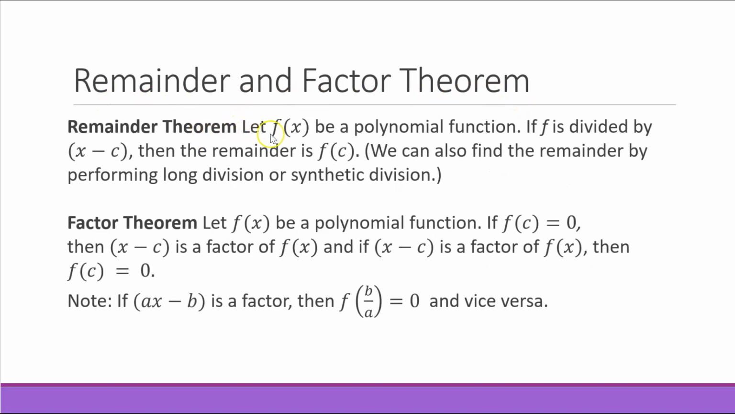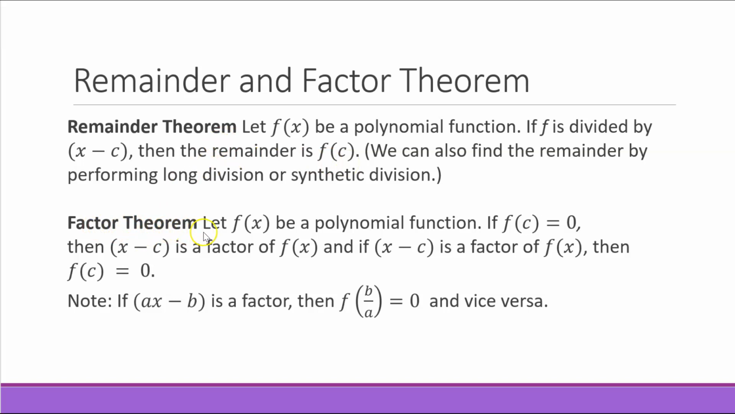The remainder theorem says, let f of x be a polynomial function. If f is divided by the linear polynomial x minus c, then the remainder is simply f of c. So in other words, if we take a polynomial, divide it by a linear polynomial that looks like x minus c, to find the remainder, we can just plug in the value of c into f of x, and there we have it. Now we can also find the remainder by performing long division or synthetic division, which may or may not take more time than simply substituting in the value of c.